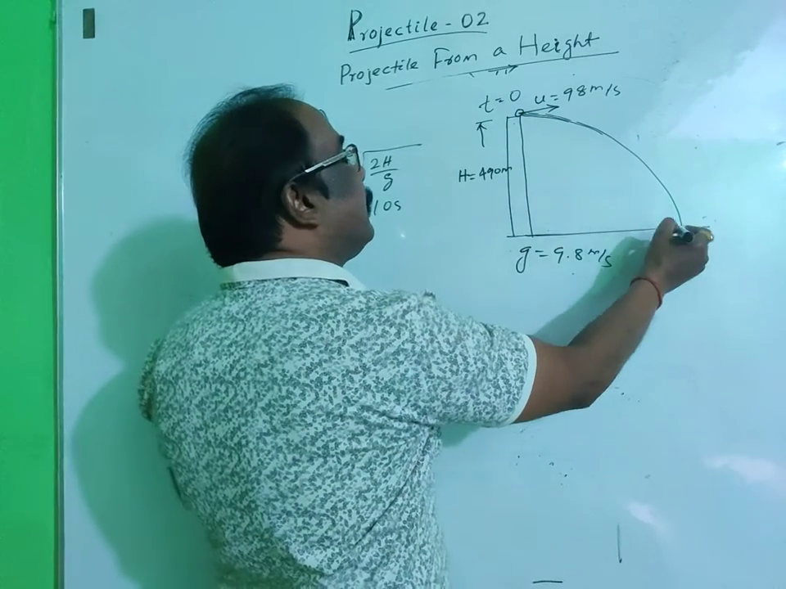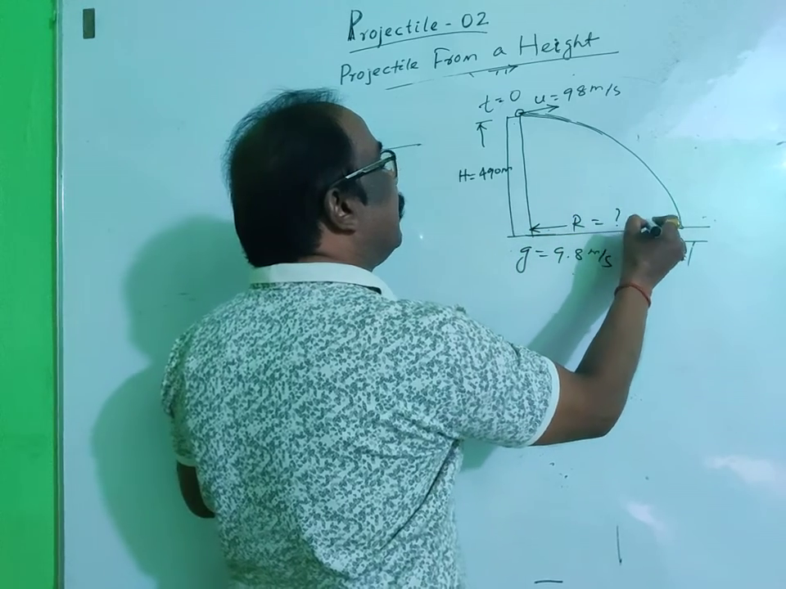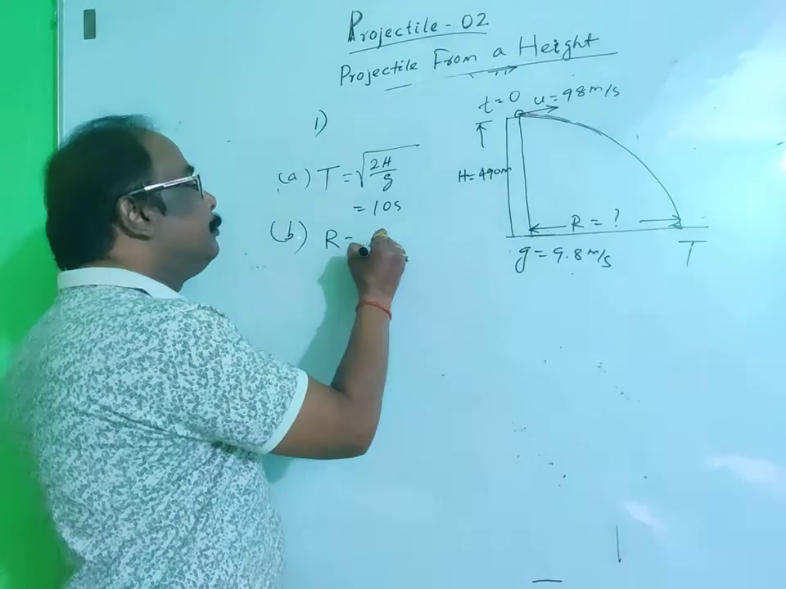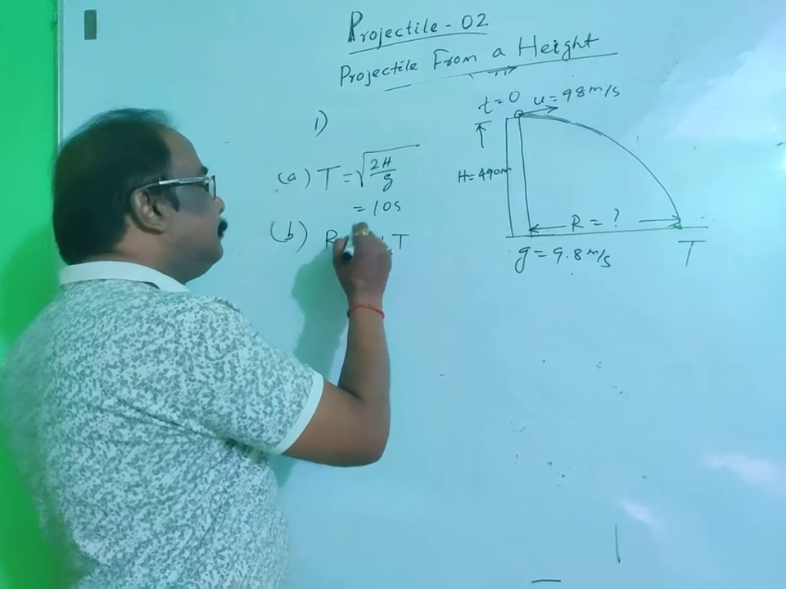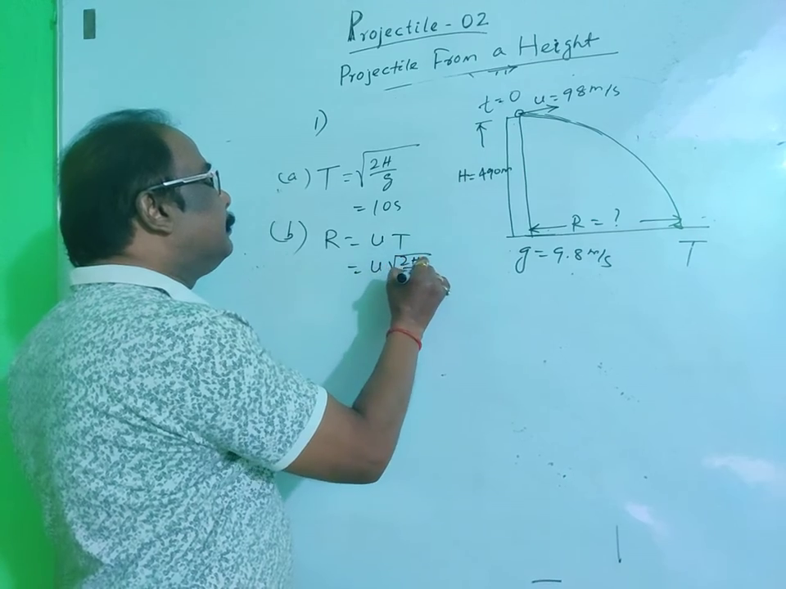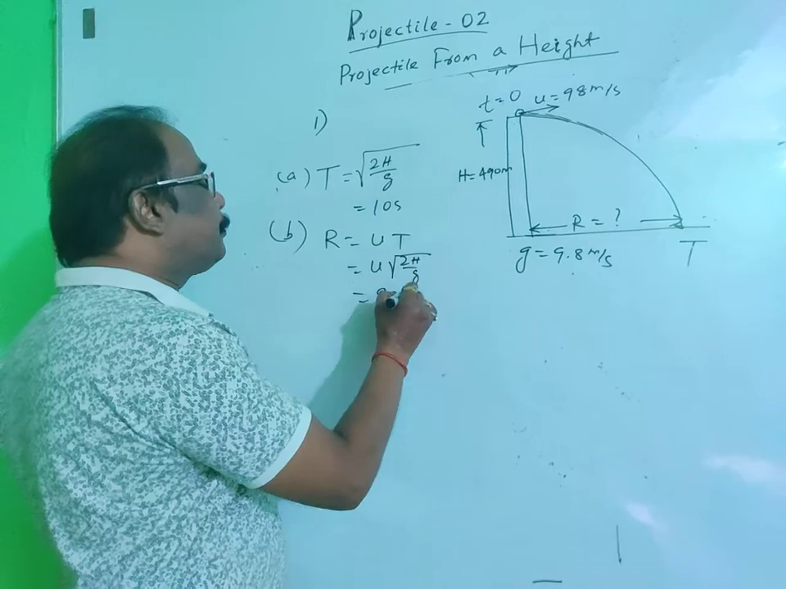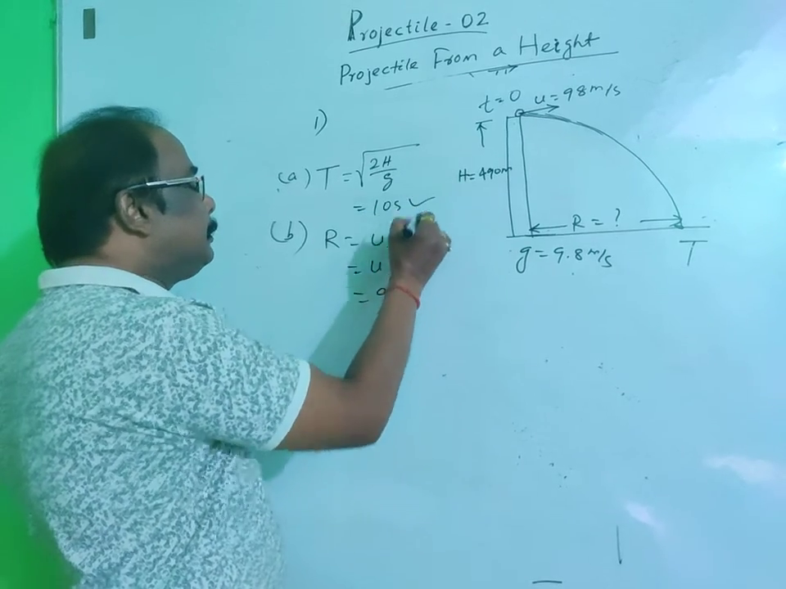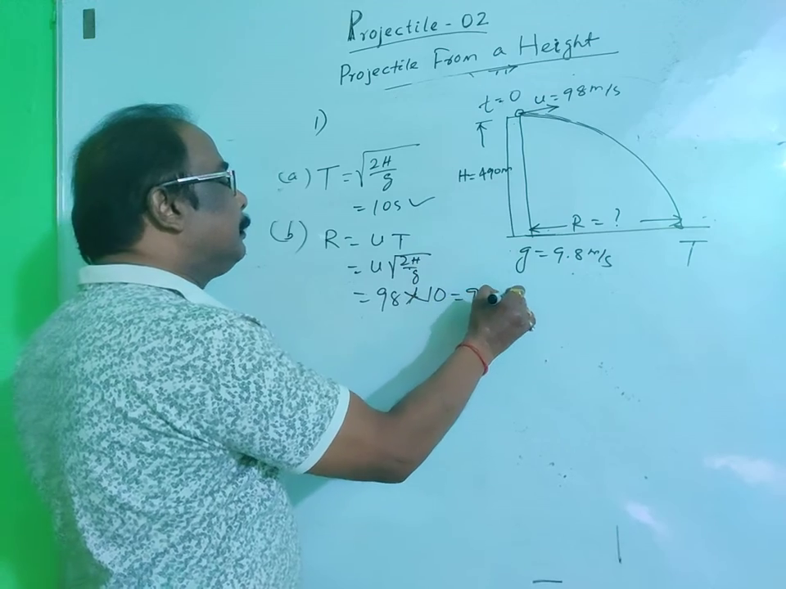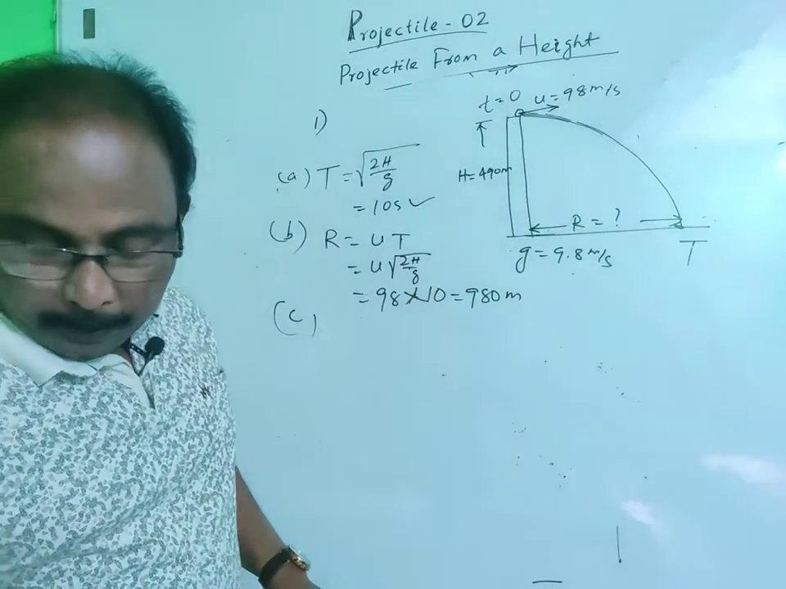Distance. This is the distance on the ground. It means we have to find this distance, that is, calculate the range of the projectile. The formula for range is u into t, which is u times root of 2h by g. Here u is 98 meter per second, and root of 2h by g is 10, so the range is 980 meter. That is part b, 980 meter.